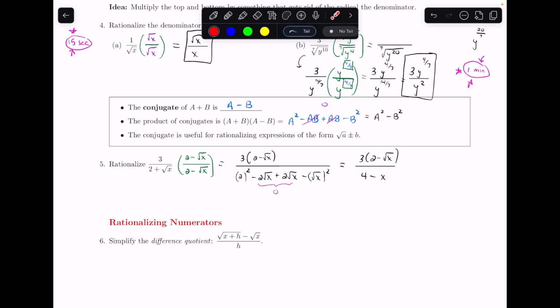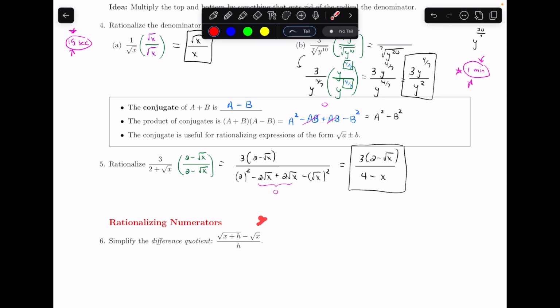In fact, the more of these that you do, you'll start to get comfortable with just recognizing, oh, when you multiply something like this by the conjugate, you just end up with the first thing squared, a squared, minus the second thing squared, minus b squared. Okay, and that's our answer.